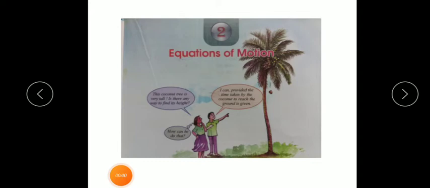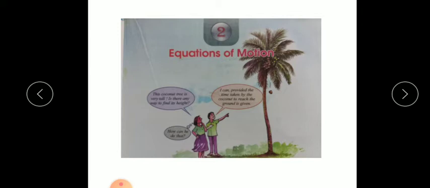Dear students, we are moving into the second chapter, that is equations of motion. In 8th standard you learnt something about motion and some terms related to motion. What is distance, what is displacement, then what is speed, what is velocity, acceleration. You learnt all these terms in 8th standard. So let us recall what they are.